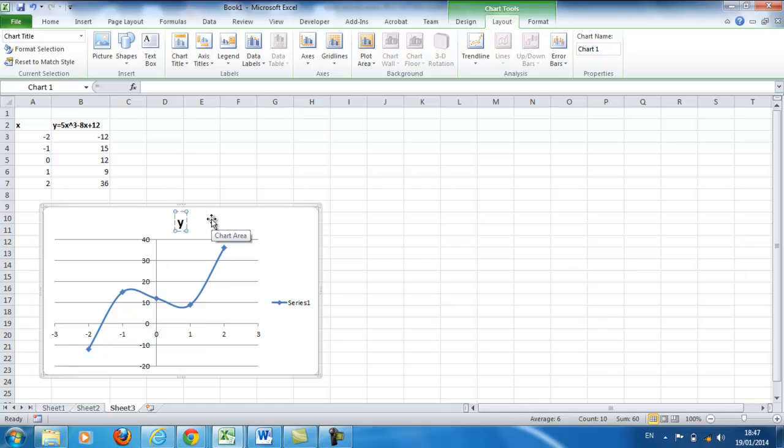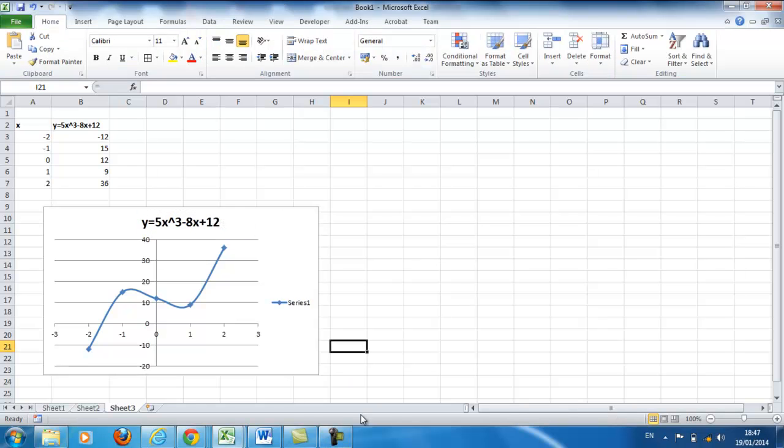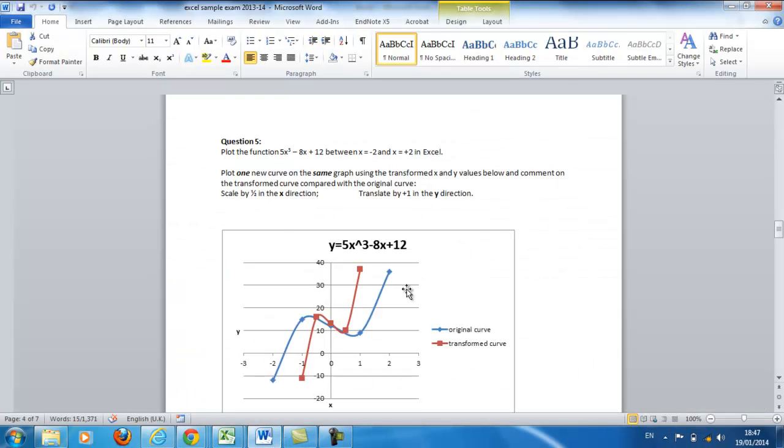and just basically put in the name of the function, y equals 5x cubed minus 8x plus 12.